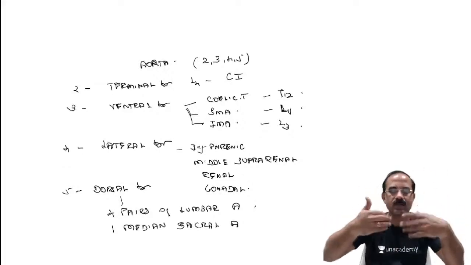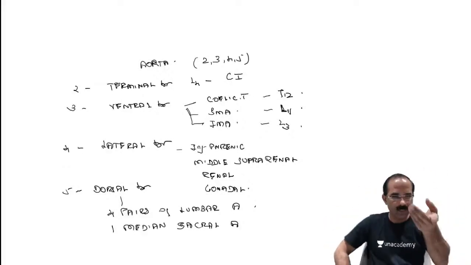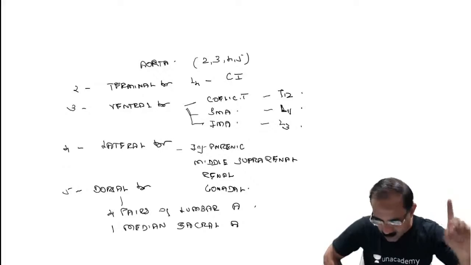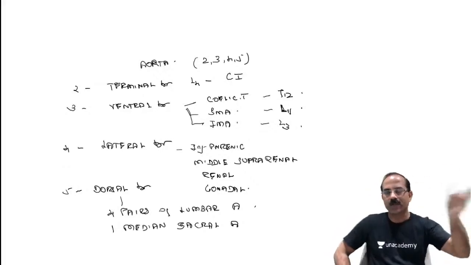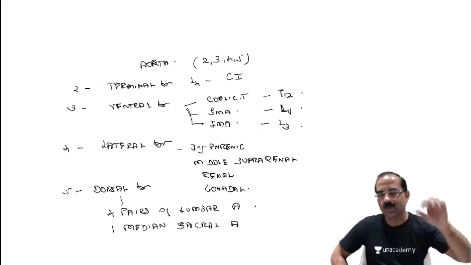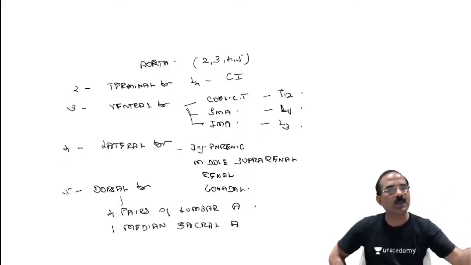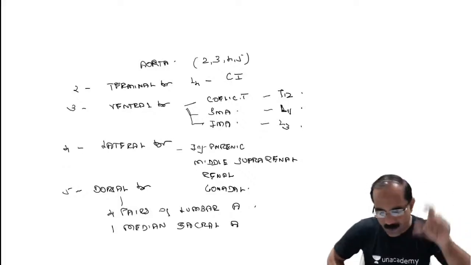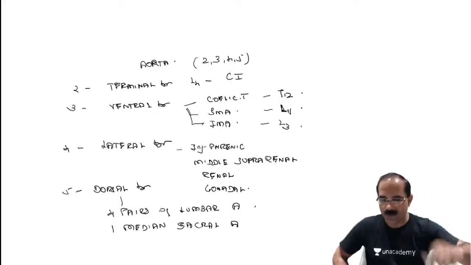3 ventral branches. Which are those ventral branches? The first one, celiac trunk. What's the vertebral level? T12. What is its supply? Foregut. Second ventral branch, superior mesenteric. Vertebral level L1. What is its supply? Midgut. Third is inferior mesenteric. Level L3. What is its supply?